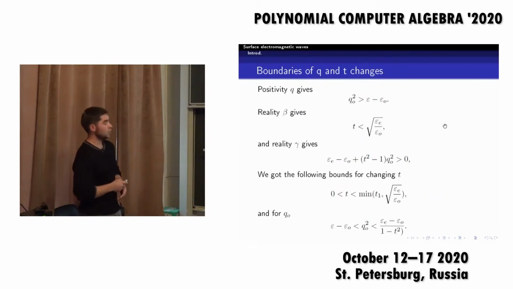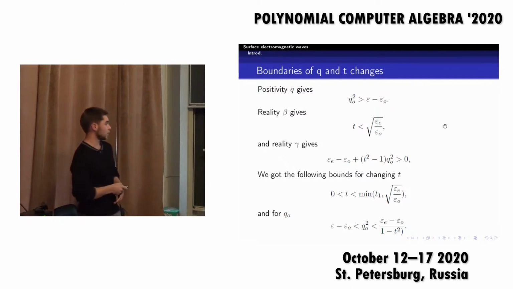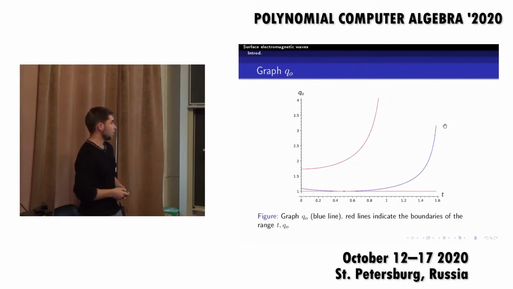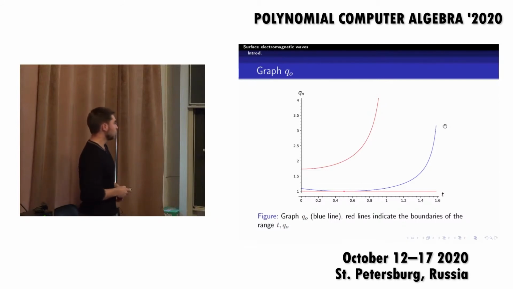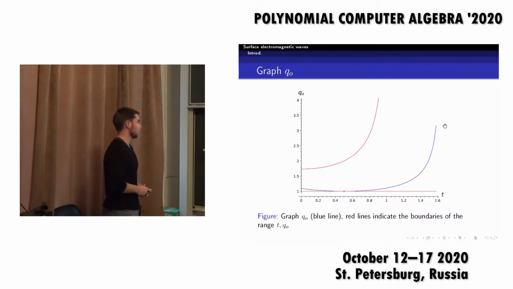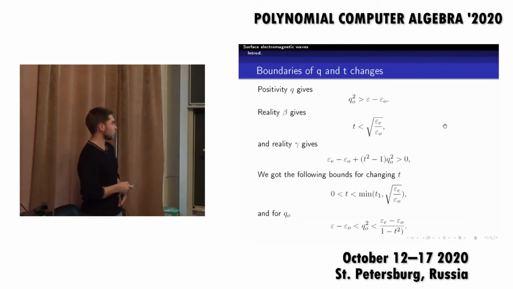Positive Q gives these expressions. Reality of beta gives these equations, and reality of gamma gives these equations. We got the following bounds for t, and we got bounds for Q0. Here we draw the graph of Q0. This is the blue line. The red line is the boundary of t, where the range changes.